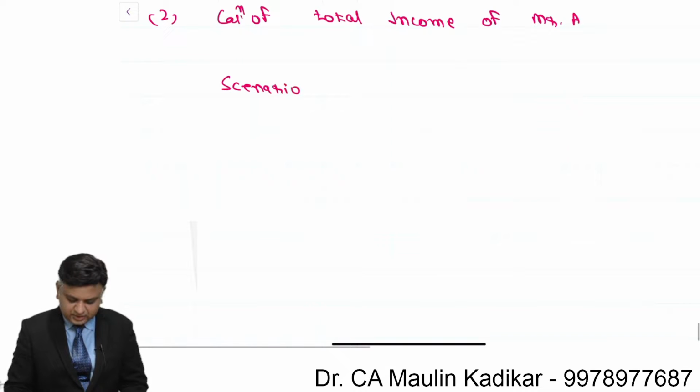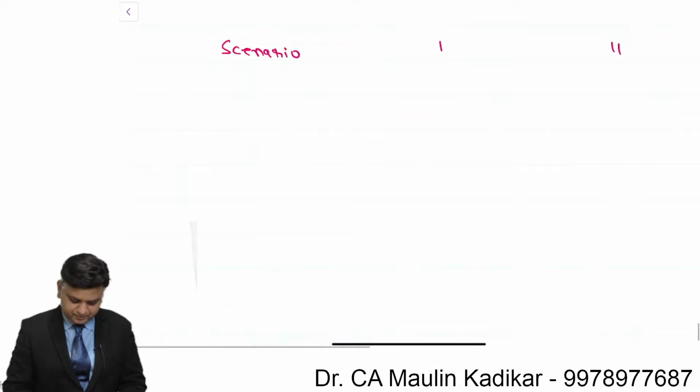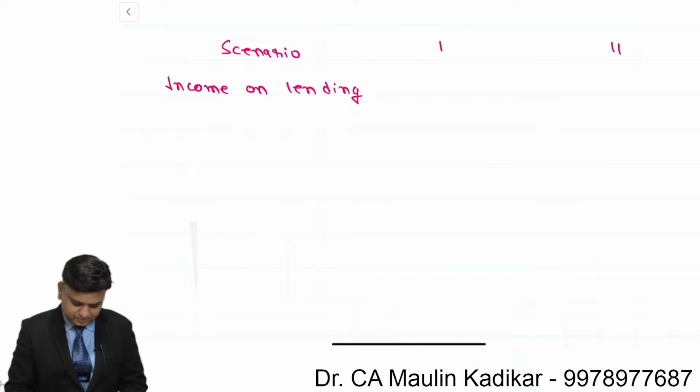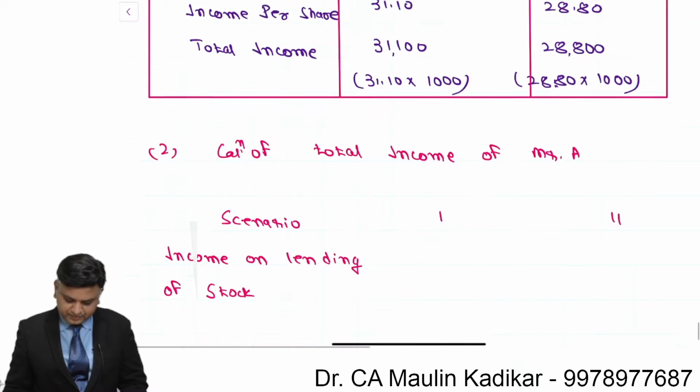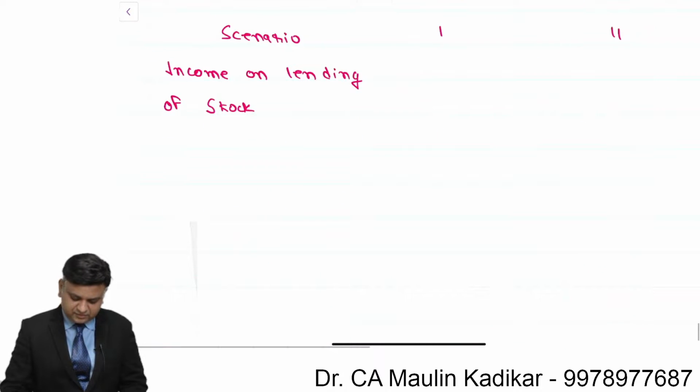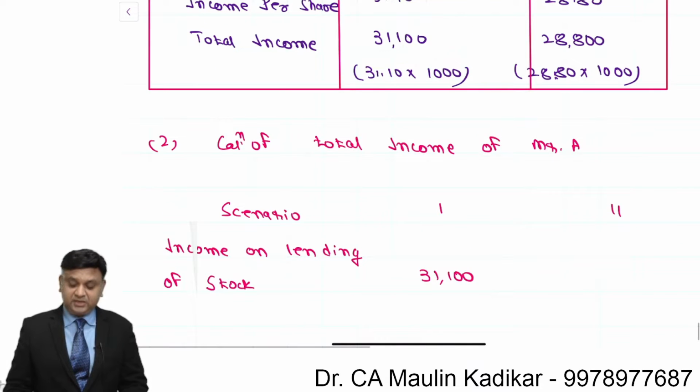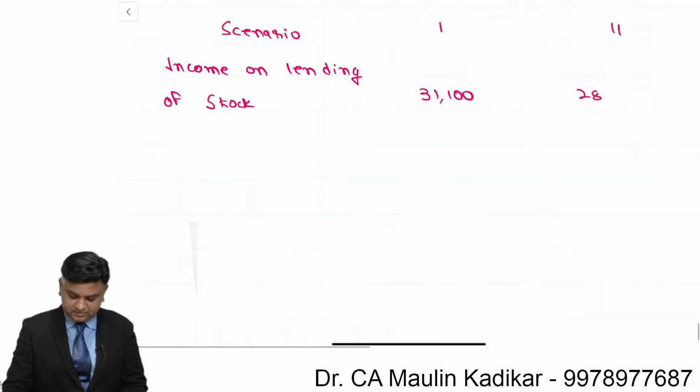So scenario 1 and scenario 2. Income on lending of stock: in the first scenario it is 31,100. In the second scenario it is 28,800.